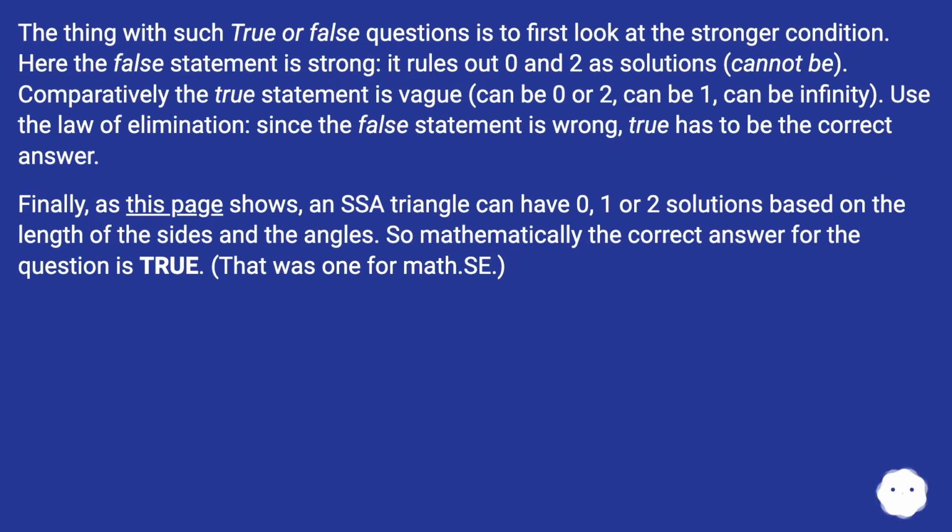Finally, as this page shows, an SSA triangle can have 0, 1 or 2 solutions based on the length of the sides and the angles. So mathematically the correct answer for the question is true. That was one for math.sc.